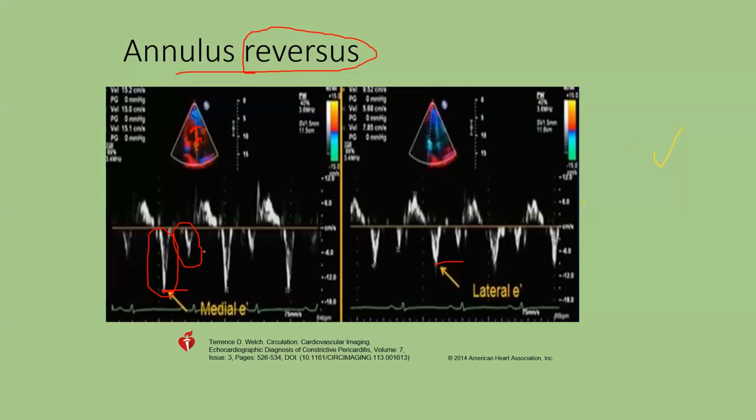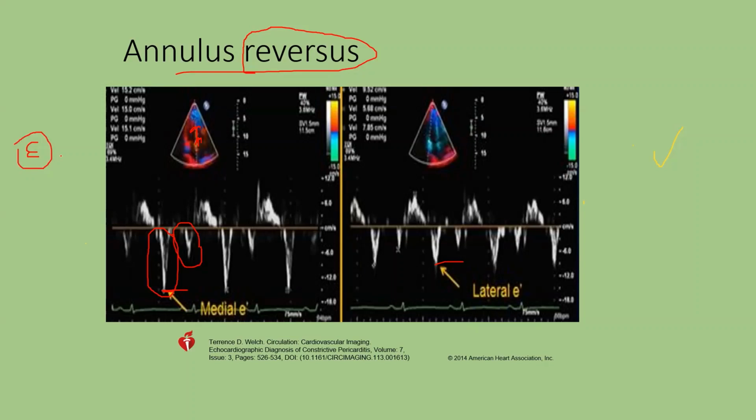Relaxation of the annulus. Now, when we have constriction, in the E over E prime, what does E over E prime mean? E from the mitral inflow and E prime from here. Usually when you have diastolic dysfunction, as the diastolic dysfunction advances, an E wave of the mitral inflow tends to be what? High or low?